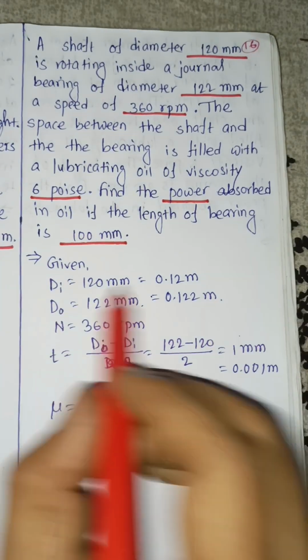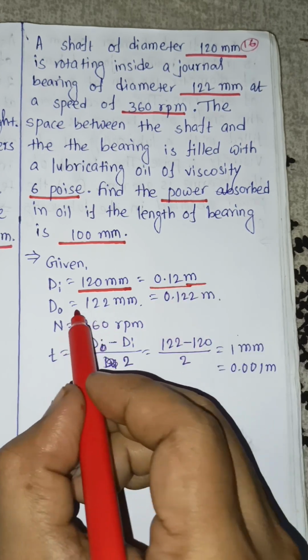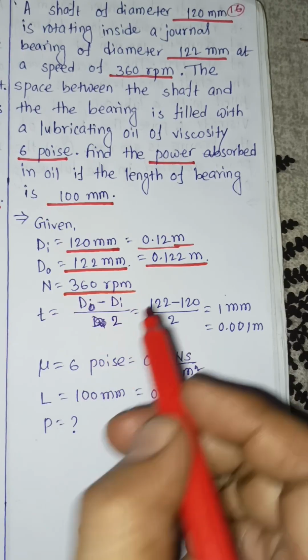So what is given in this question? The inside diameter, that is 120 mm, that is equal to 0.12 meter. Outer diameter, that is 122 mm, that is equal to 0.122 meter. Speed, that is 360 rpm, which is given. So what will be the thickness?